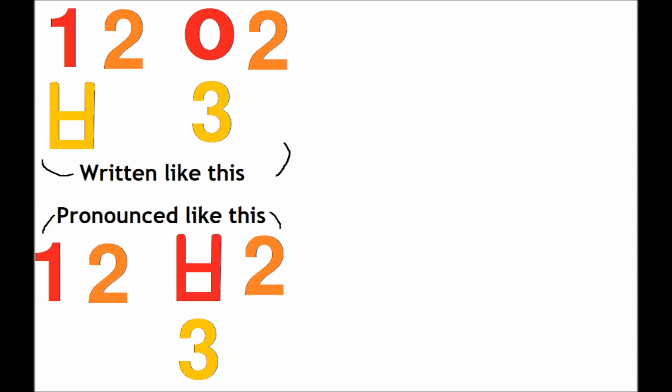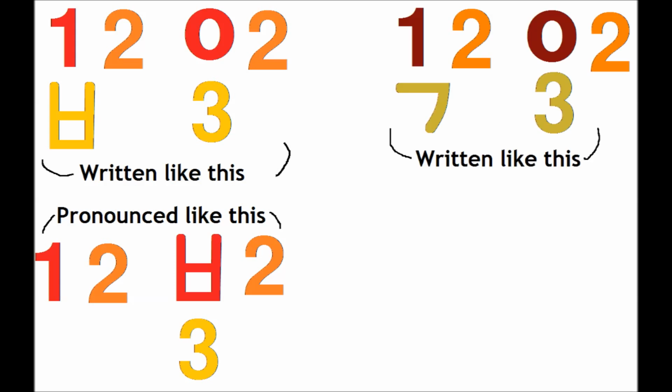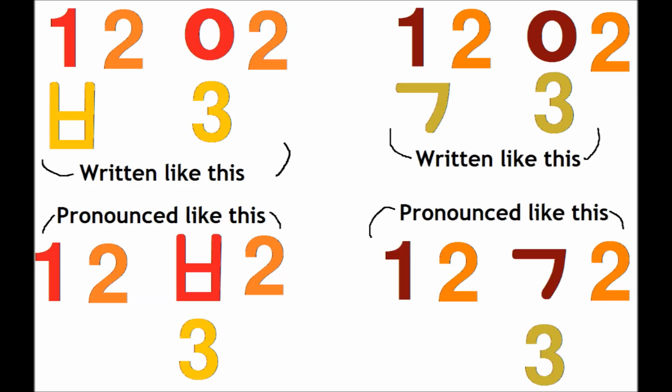The first syllable has 2 letters, and the second one starts with a B sound. Also, the same thing happens with G. When it's written like this, it's pronounced like this.